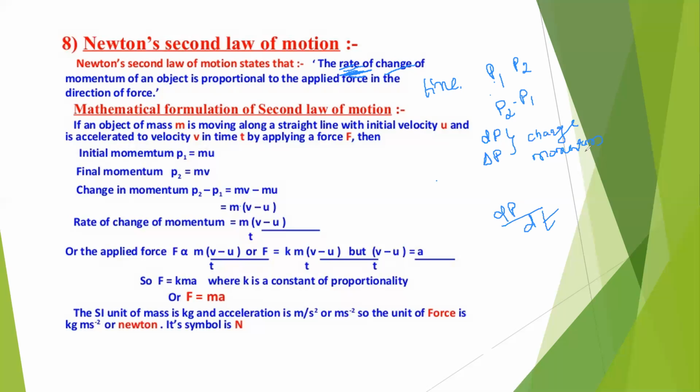Now the next part of the statement: the rate of change of momentum of an object is proportional to the applied force. Whatever the change of momentum is, that is dP by dt, it is proportional to the force applied, in the direction of force. So dP by dt is proportional to F. This is the statement and its meaning: the rate of change of momentum is directly proportional to the applied force in the direction of the force.